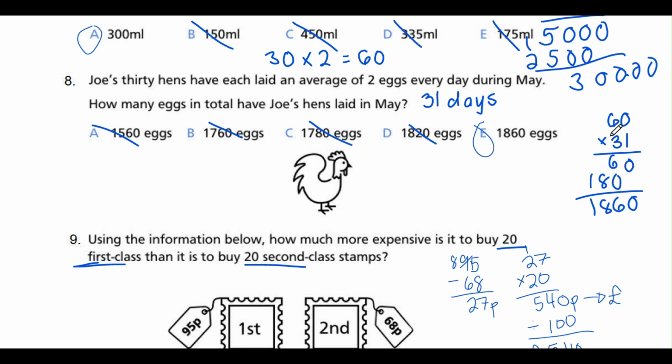To find this, we multiply 60 by 31, which equals 60 times 30 plus 60 times 1, which equals 1,800 plus 60, which equals 1,860. In total, 1,860 eggs were laid in May.